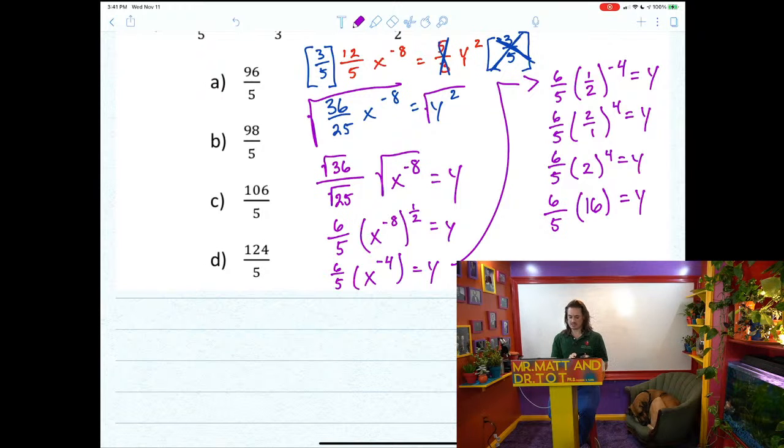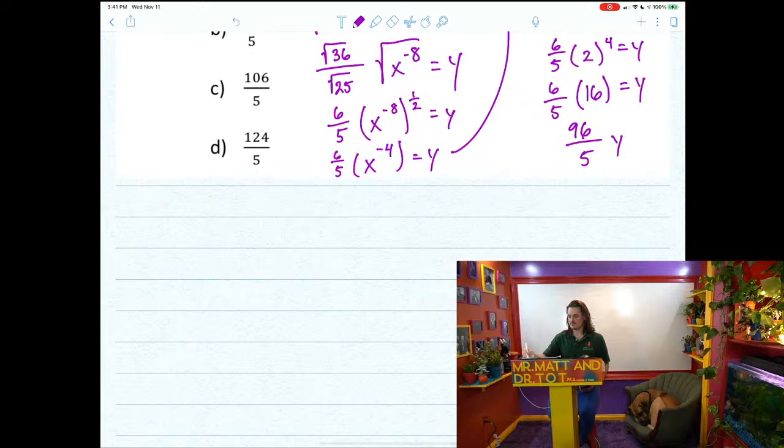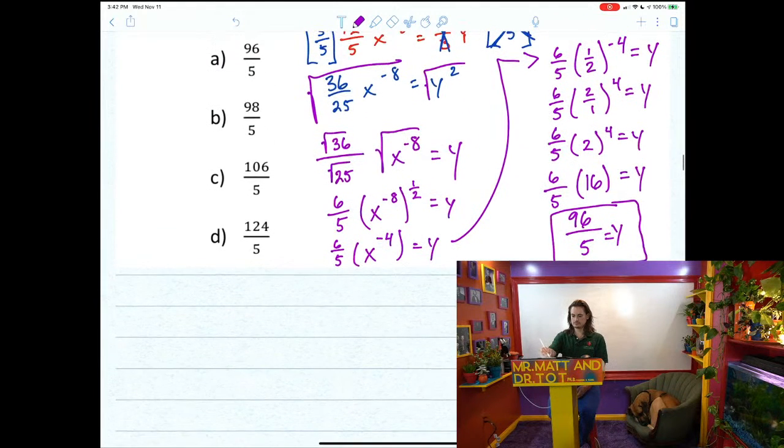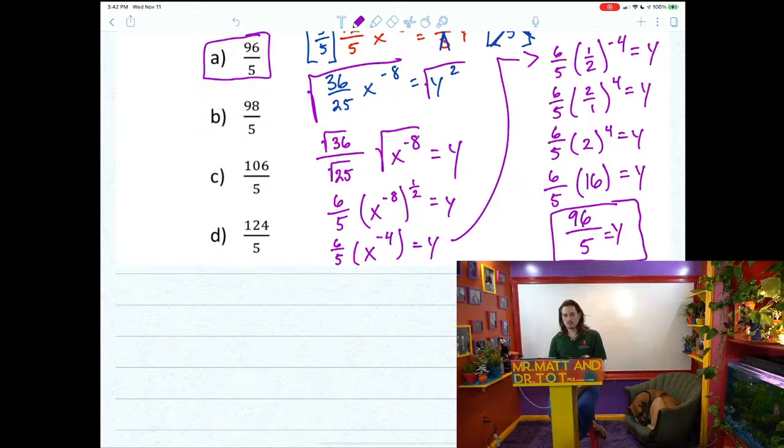16 times 6, that looks like 96 to me, but let's see, 16 times 6, yep. So our answer here is going to be 96 over 5. And that's answer selection A. I'm going to leave that up for just a little bit to make sure you have all the work down. If you have any questions, then please let me know.